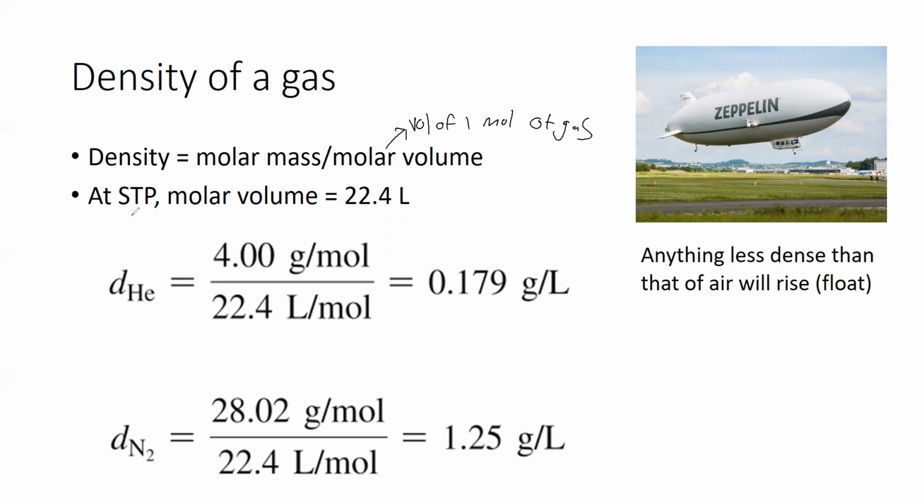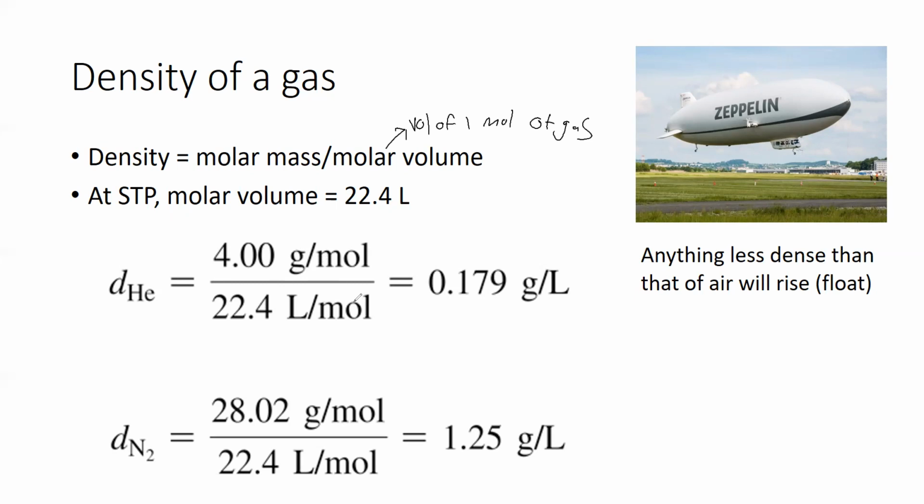If we're at STP, molar volume is always 22.4. But like I said, we could actually calculate that. So I do recommend not to memorize 22.4. You can just always recalculate that. But define the density of the gas, just molar mass divided by molar volume.